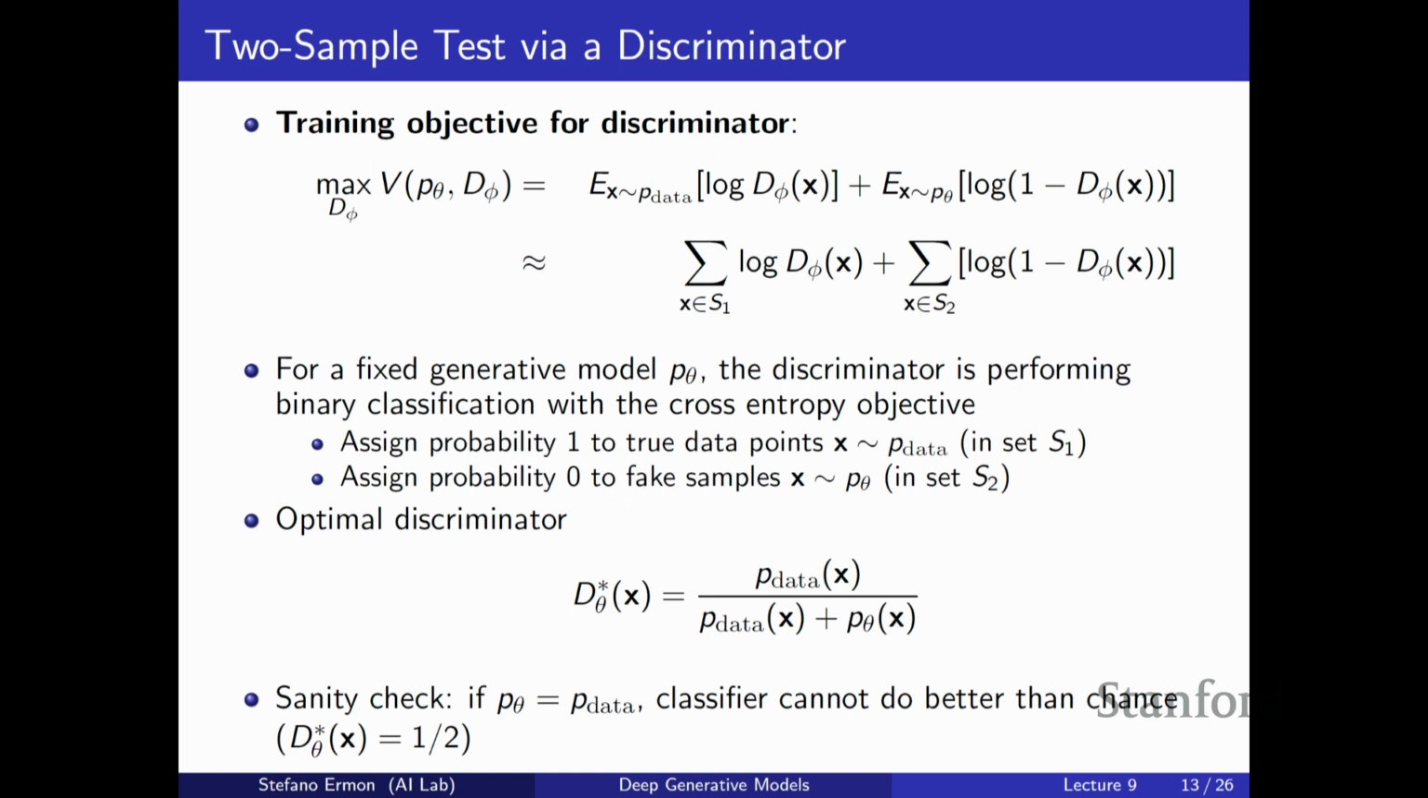While if a point is much more likely to have come from P data, because this ratio is large, then the classifier should assign high probability to that point. And if a point is very unlikely to have come from P data, because the numerator is small, then the classifier should assign low probability to that point.